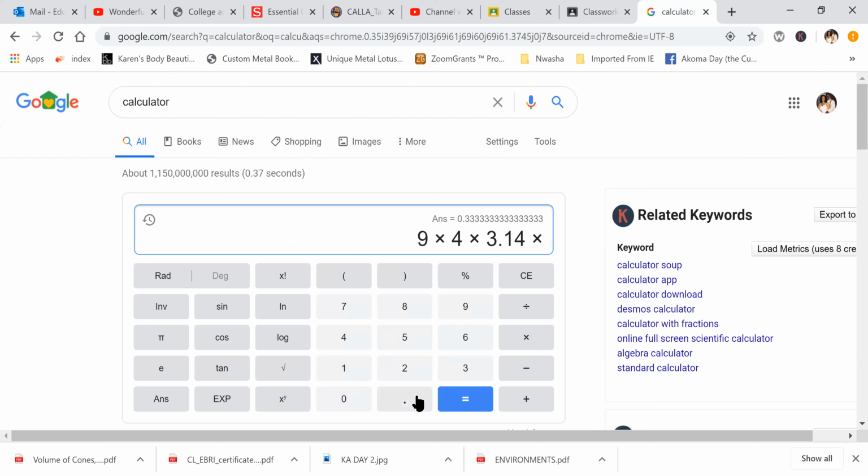$12.54. I have 37.64. Did you multiply times the height? No, I didn't put the height. I just did the decimal, the 0.333 pi times 3 times 4.